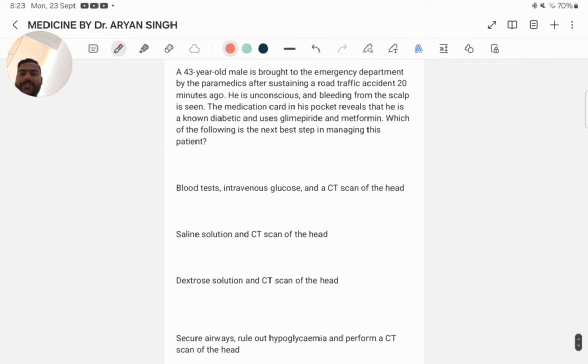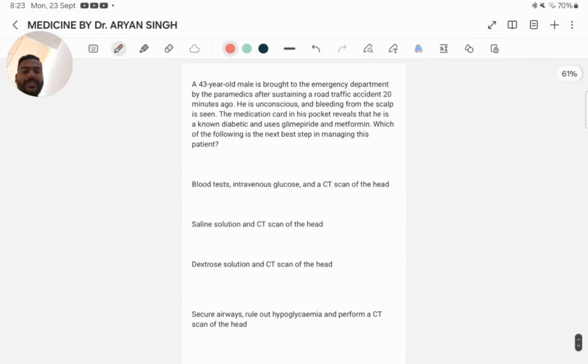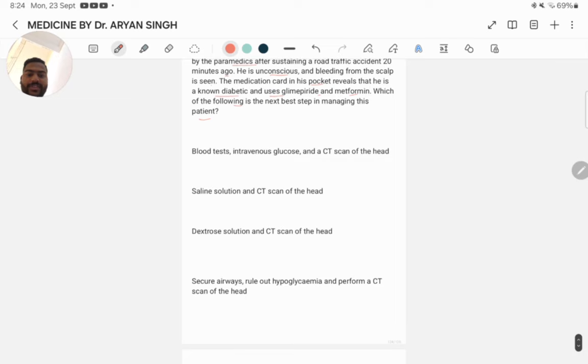Next question. A 43-year-old male is brought to the emergency department by the paramedics after sustaining a road traffic accident 20 minutes ago. He is unconscious and bleeding from the scalp is seen. The medication card in his pocket reveals that he is a known diabetic and uses glimepiride and metformin. Which of the following is the next best step in managing the patient? Blood test, intravenous glucose and CT scan; saline solution and CT scan of the head; dextrose solution and CT scan of the head; secure airway, rule out hypoglycemia, perform CT scan of the head.